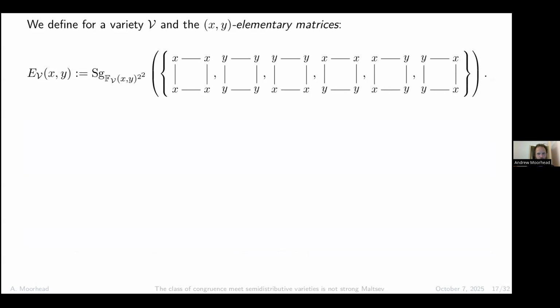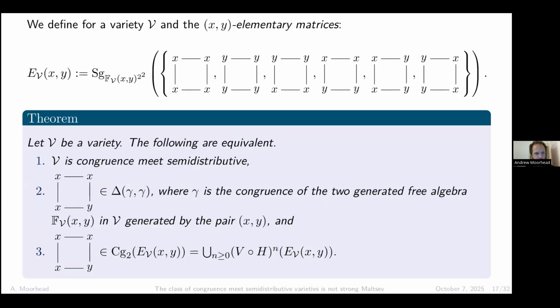Okay, so now what I want to do is define, for a variety, I look at the two generated free algebra in a variety, and I define what we'll call the set of elementary XY matrices. It's just going to be the subalgebra of matrices generated by these specific guys. So I'm not generating a congruence. We're just generating with these specific 6 squares.